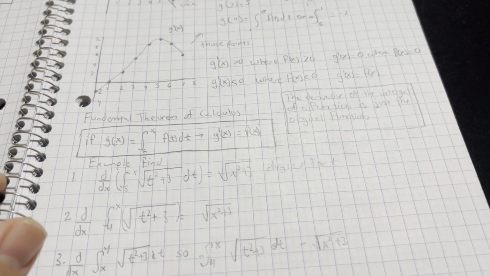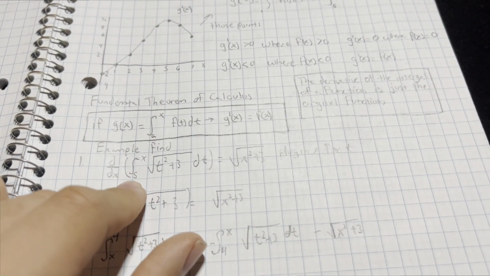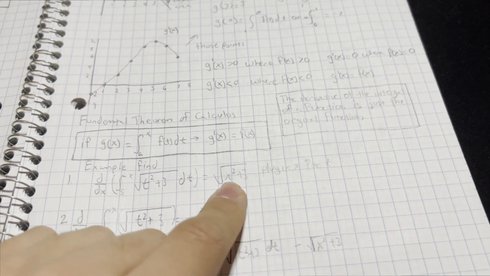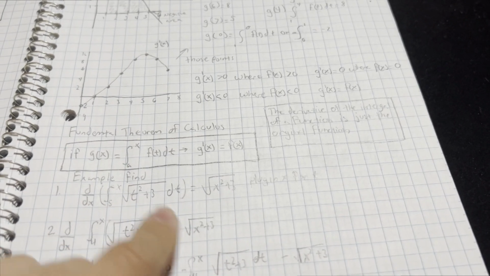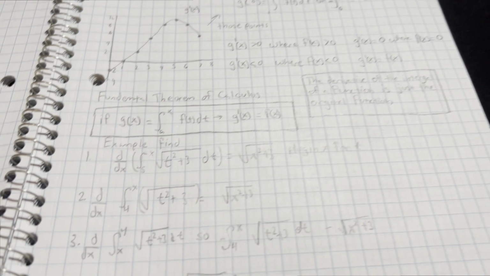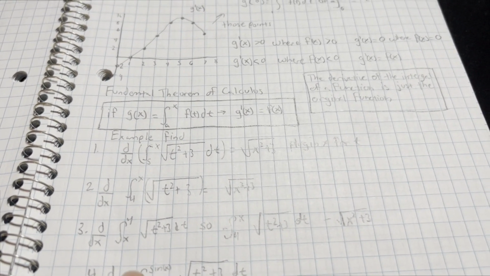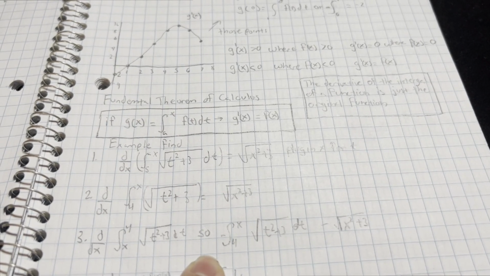Now, these were fun times right here. Let me see if I can remember this example. So it equals x squared plus 3. Plug in x for t. So we just plug in x, okay? What is this? We just plug in x for t. What is this one? Don't remember that.